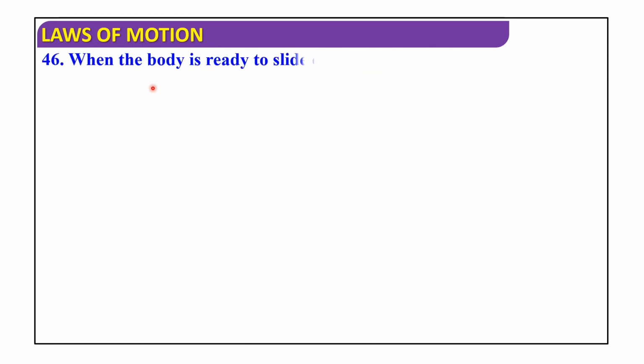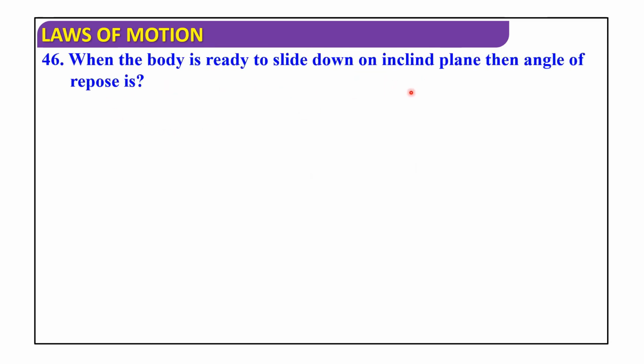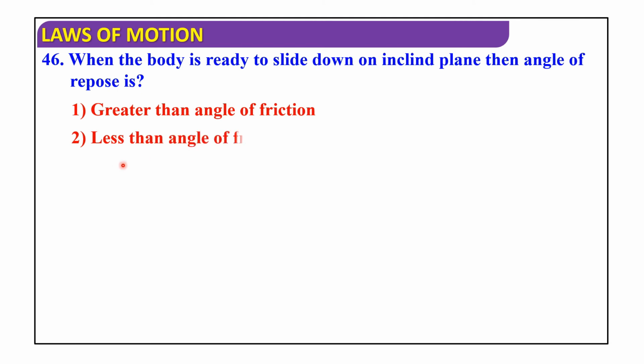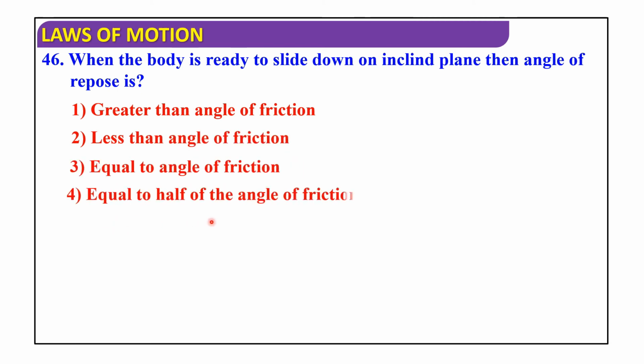When a body is ready to slide down on an inclined plane, then the angle of repose is: greater than the angle of friction, less than the angle of friction, equal to the angle of friction, equal to half of the angle of friction. The angle of repose is equal to the angle of friction.